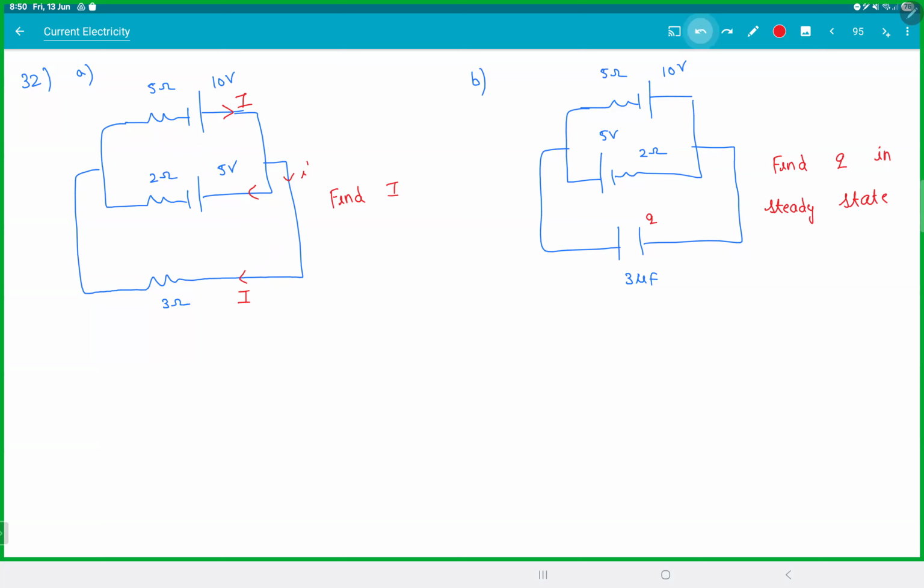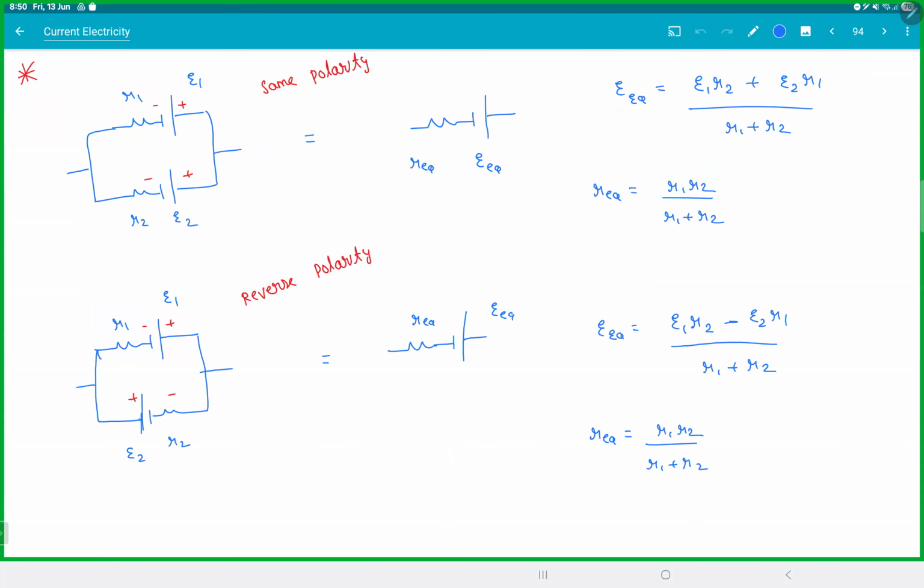But if you can use this equivalent battery, it saves your time. Get this? I'll give you 2 minutes. There's nothing there, it's formula substitution. If you use the equivalent battery formula, which we have done just now, you can have a look at the formula in case you didn't write it. If they're in the same polarity, it is E1 R2 plus E2 R1 by R1 plus R2.